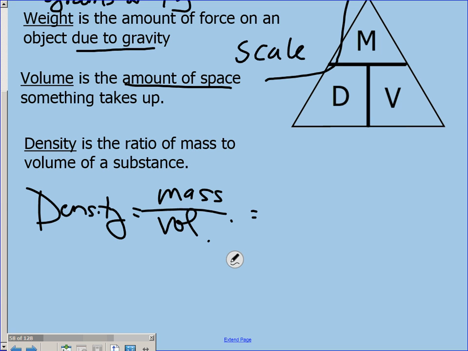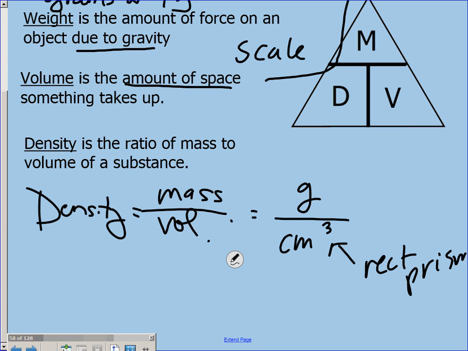Grams, right? Grams or kilograms. I'm going to stick with grams because that's what our scales measure in. But there are many different ways to express volume. So what's one way to express volume? Yes? Cubic centimeters. And that's one that we will use frequently whenever we're using things like rectangular prisms, because that's going to be length times width times height, right? Volume of a cube or a rectangular prism.